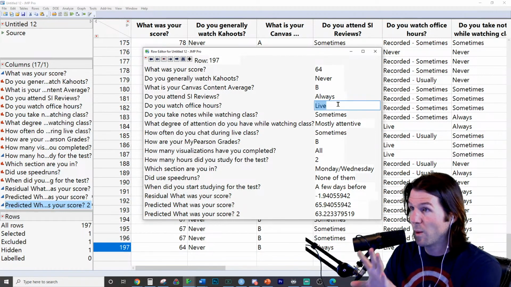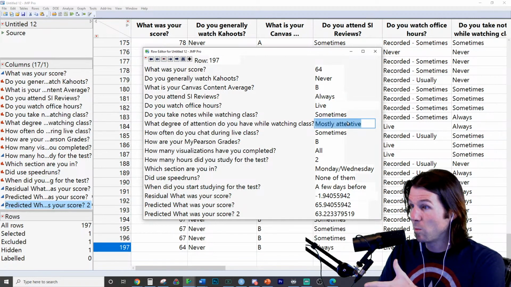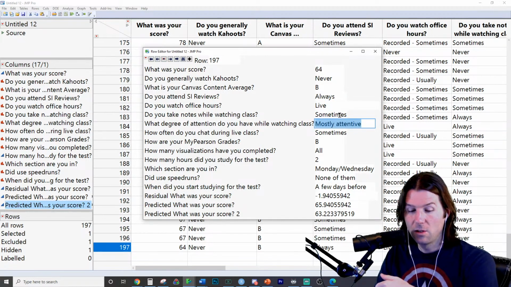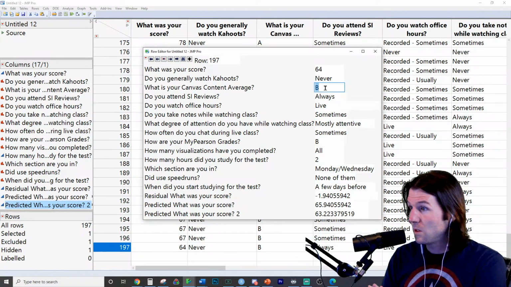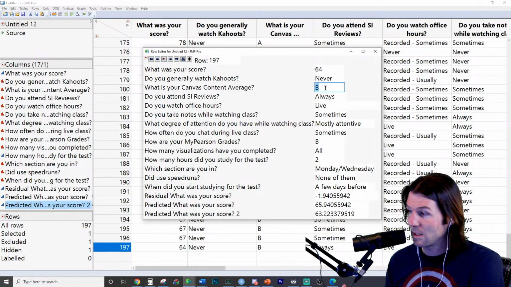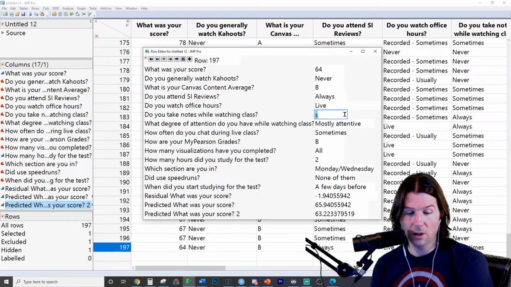Don't worry if this is you. Remember, some big things we're going to see right here. They're mostly attentive, so we saw that being more attentive during class helps out. Do you take notes? Taking more notes. But I really think Canvas content's going to be big. If this is you, I think Canvas content's going to be a big help. And also taking notes during class and being more attentive during class is going to help out. My Pearson grades also. I think those are the things we saw.